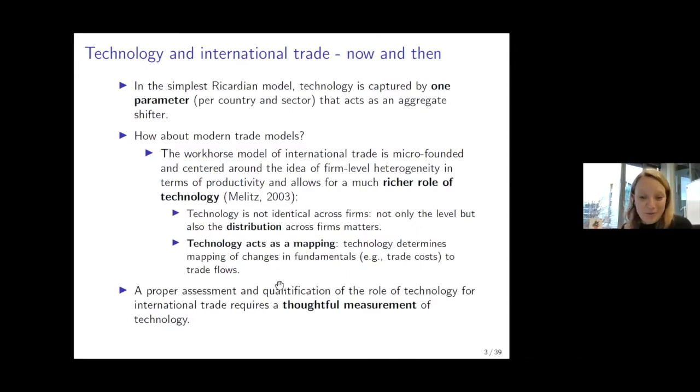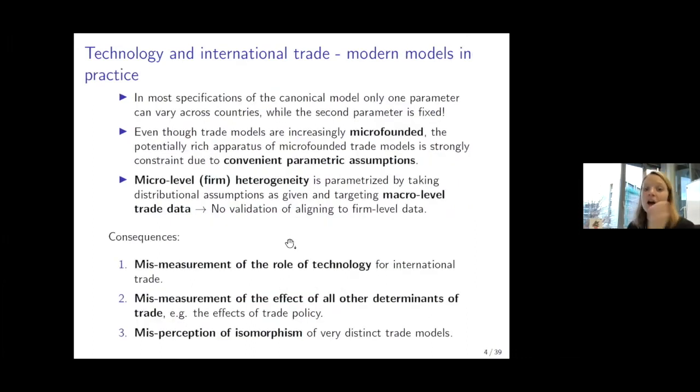Now, before we go to our measurement of technology, let's talk about how we typically do measure technology at the moment in our models of international trade. Well, it turns out in most specifications of our workhorse trade model, we do use very convenient parametric assumptions. So while we do allow for firm level heterogeneity to play out and really have the micro distribution of the firms matter in the model, we do so by assuming a very, very specific distribution for this firm level distribution. In particular, we do not micro-found this distribution, but we take very convenient assumptions that actually lead to the fact that by assuming ex ante, in this case, a Pareto distribution for the firm level distribution, that leads to a macro formulation of trade flows that can then be used to actually calibrate this micro distribution without ever looking at the micro.